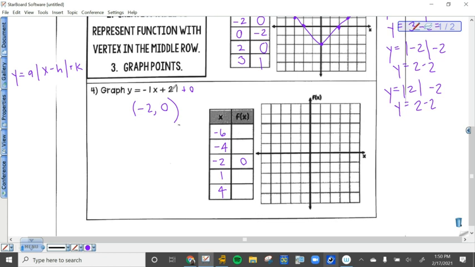Okay, and then we plug these in. So y equals negative absolute value of negative 6 plus 2. Okay, so when we're doing this, we need to first solve what's inside the absolute value. It's kind of like parentheses. What's negative 6 plus 2? Negative 4. So y equals negative absolute value of negative 4. So what is the absolute value of negative 4? 4. So y equals negative 4.